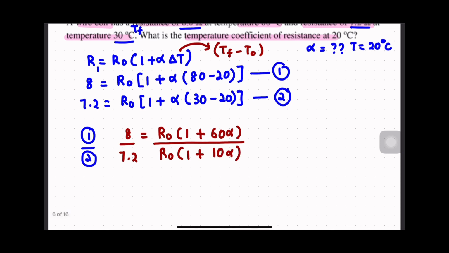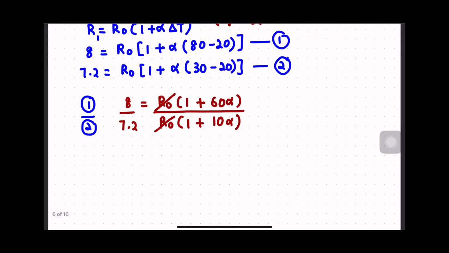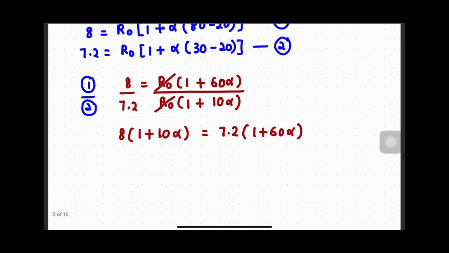Okay, so you boleh potong yang mana ni and then you akan darab silang lah. Okay, dia akan jadi macam ni lah. 8 darab dengan 1 plus 10 alpha is equal to 7.2 times with 1 plus 60 alpha. Okay, so alpha you akan dapat lah. Lepas you dah simplify, you dapat 2.27 times 10 to the power of -3 per Celsius. Okay.